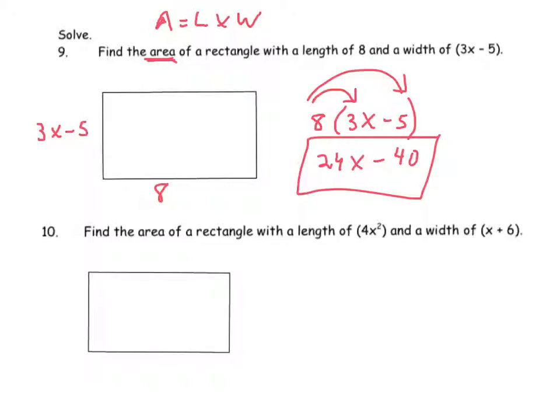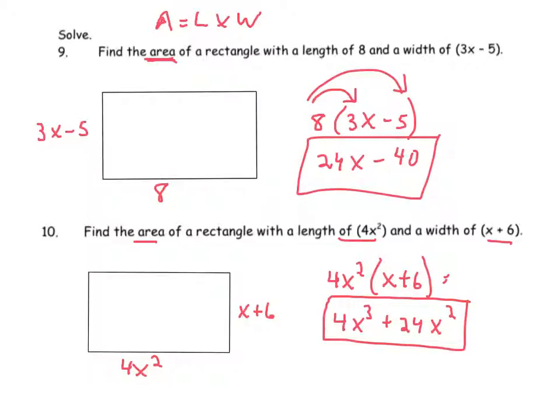Number 10, we're going to do the same thing and find the area of the rectangle. It has a length of 4x squared. It doesn't matter which one is the length or the width, by the way, and a width of x plus 6. Now I'm just going to multiply those together. Make sure you're using parentheses so that you do distribute. This is how I set it up, and then I work it. So you should get 4x cubed plus 24x squared.